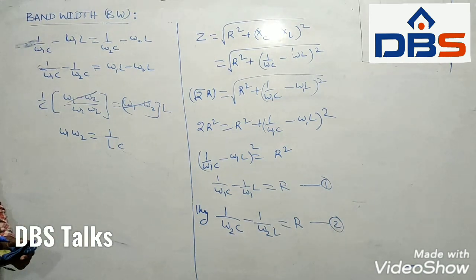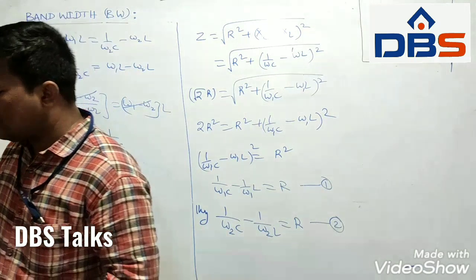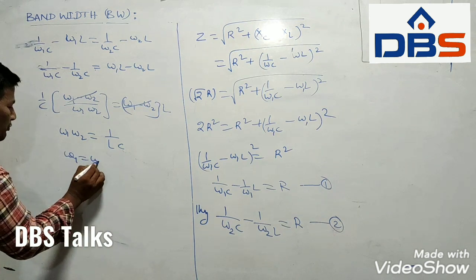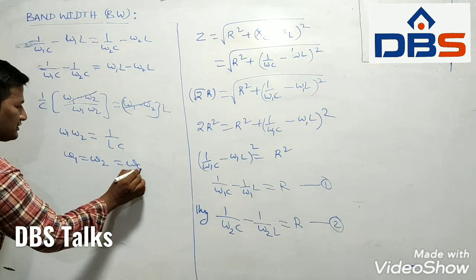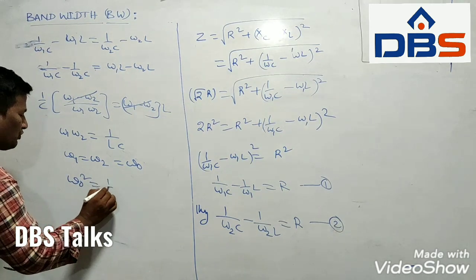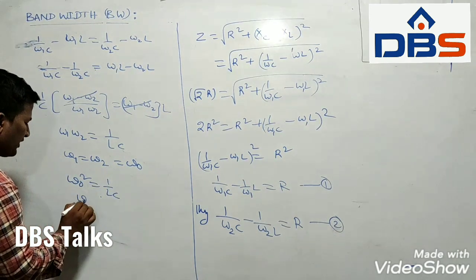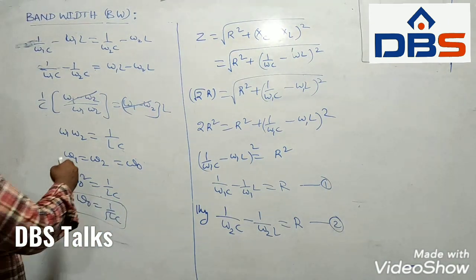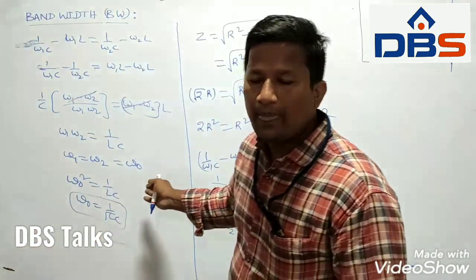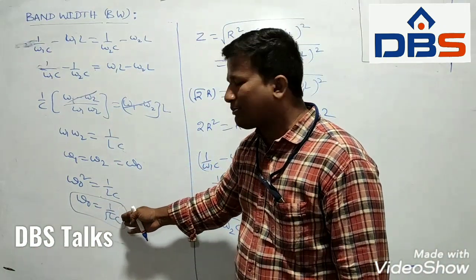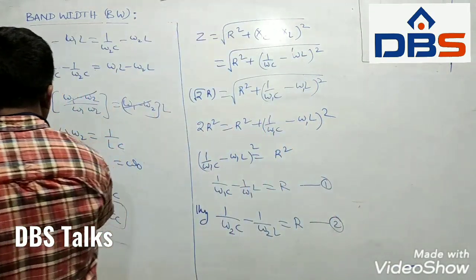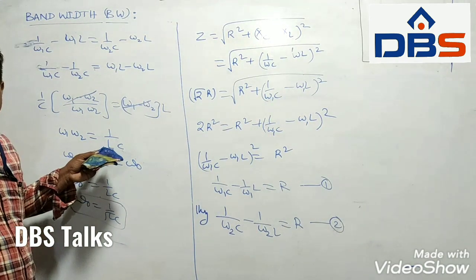Now suppose these two frequencies are equal. Then omega 1 equals omega 2, which we can consider equal to omega naught. So omega naught square is equal to 1 by LC. So omega naught is equal to 1 by root LC. You already derived this in the last class. So when these two frequencies are equal to the resonant frequency, omega naught is equal to 1 by root LC. This is the resonant frequency formula. Otherwise, we can say that omega 1 omega 2 is equal to 1 by LC.